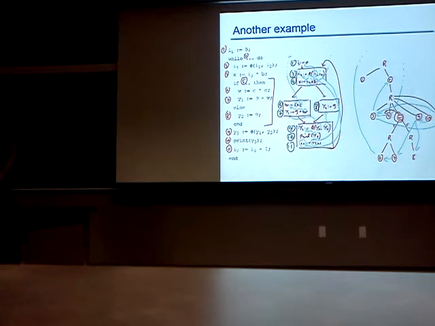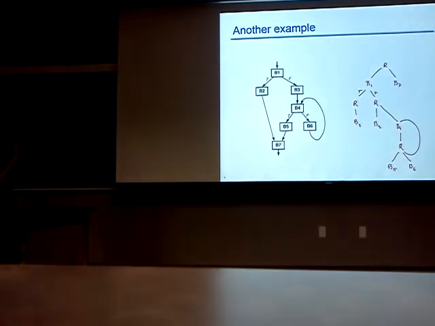On the previous slide, I don't really understand why you were saying that B5 and B3 could be in the same control dependency.